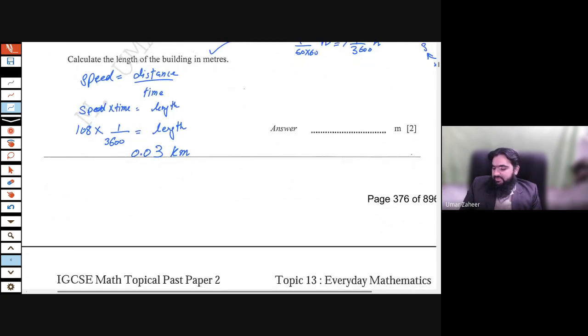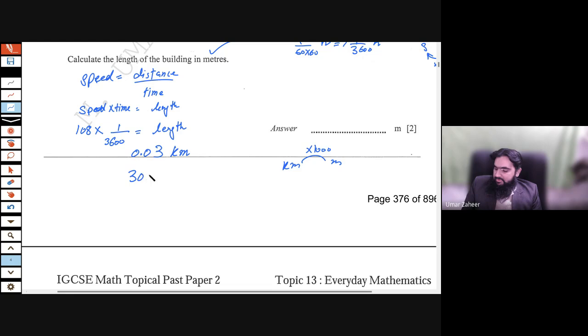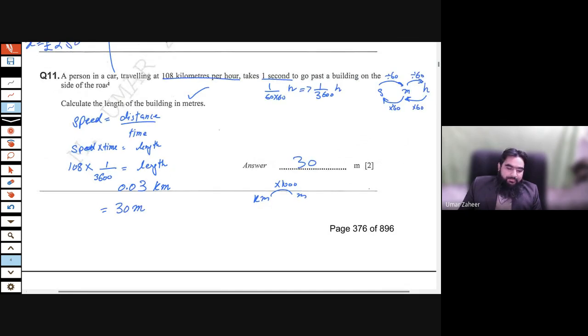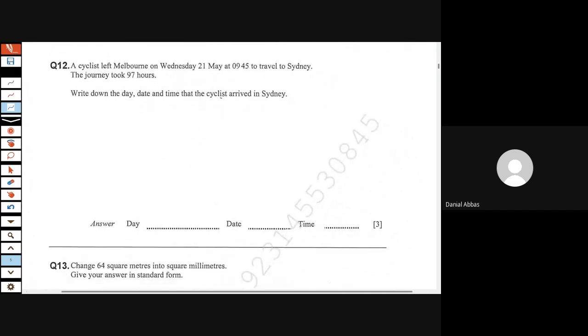So convert it into meters. From kilometer to meter, we have to multiply by 1,000. So we get 30 meters. Yes, like this, right? Yes, sir.